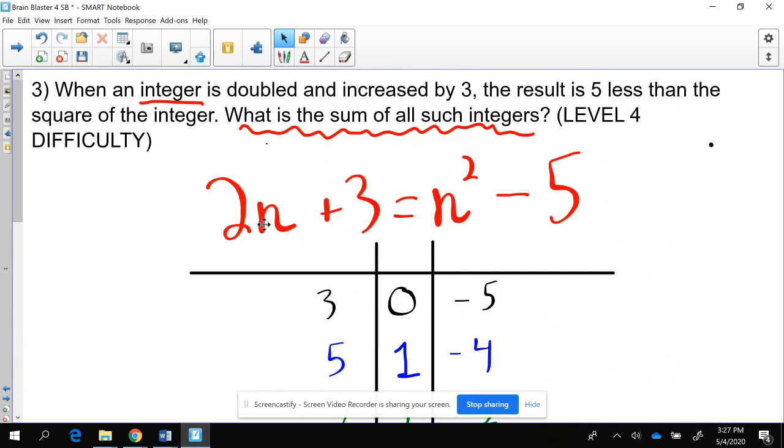Take a look. Right here, negative 2, look at my cursor. Negative 2 times 2 is negative 4. Negative 4 plus 3, this side is negative 1. Take a look at negative 2 squared. Isn't negative 2 squared going to be a positive 4? Minus 5 is going to be a negative 1. So you can try out more numbers, right?